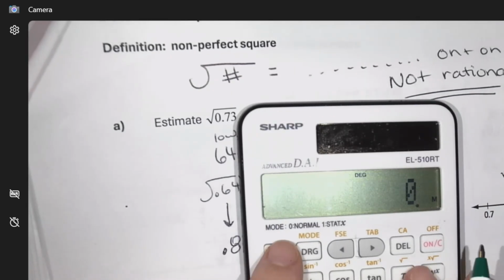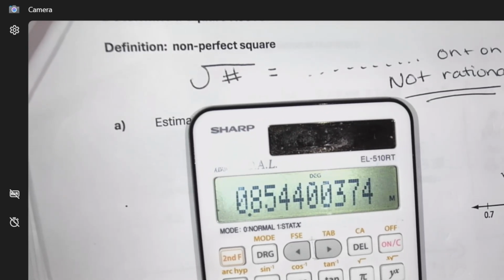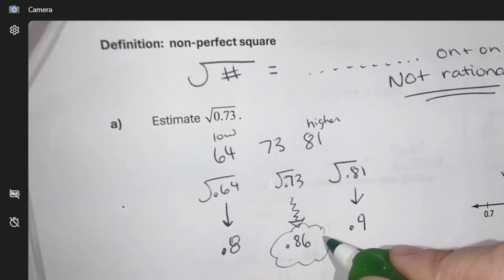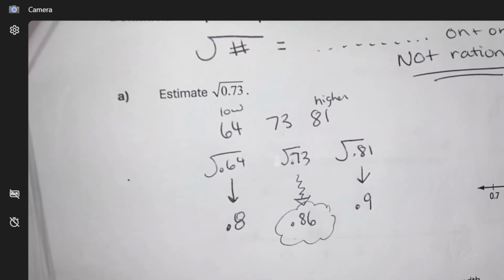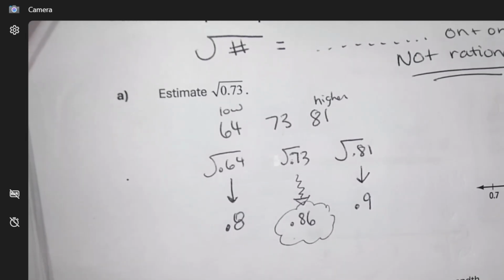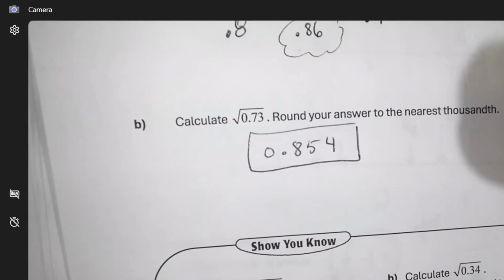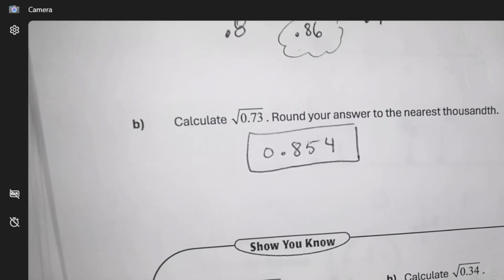Let's check. Ready? Square root, 0.73. Ooh, pretty close. It's 0.855. Estimate. Why? I knew it was 0.85. Okay, so here you go. Calculate this. That is a calculator because I'm not going to make you do that math. You don't even know how to do that.